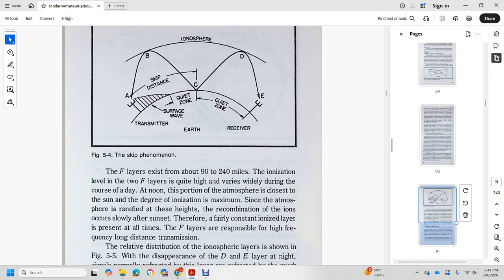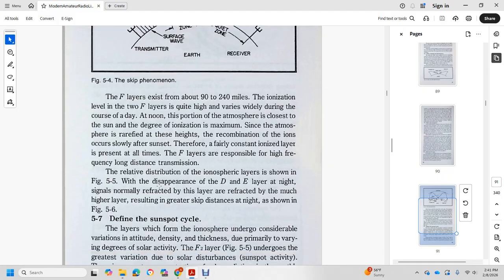The two F layers exist between 90 and 240 miles. The ionization level of the two layers varies greatly depending on the position in the atmosphere close to the sun, where the degree of ionization is maximum. Since the atmosphere is rarefied at these heights, recombination of ions occurs slowly, and therefore a fairly constant ionized layer is present at all times. The F layers are responsible for high frequency long distance transmissions.